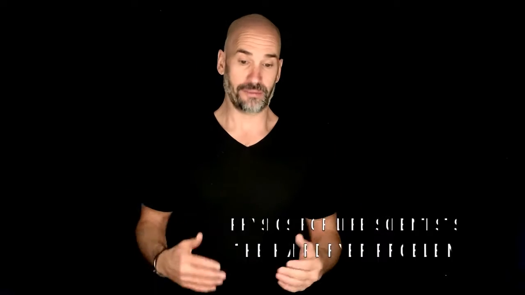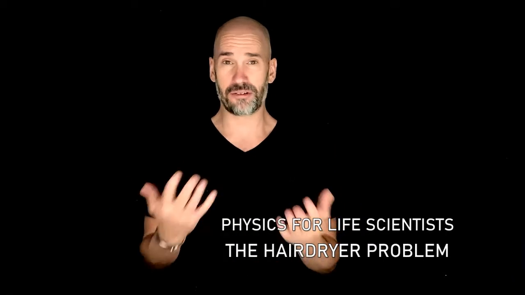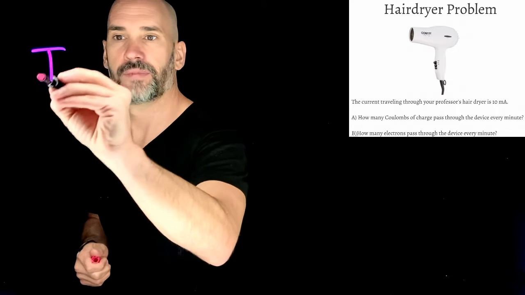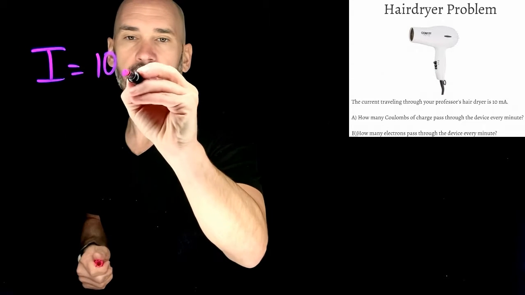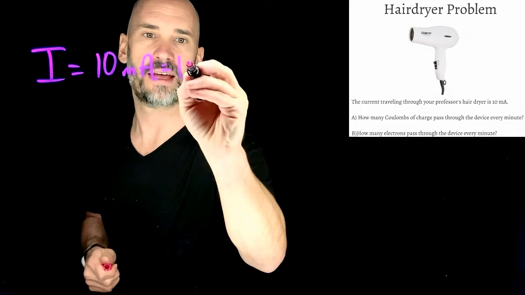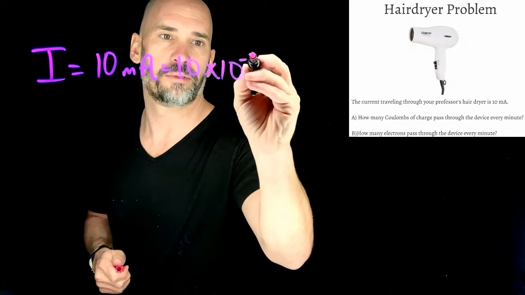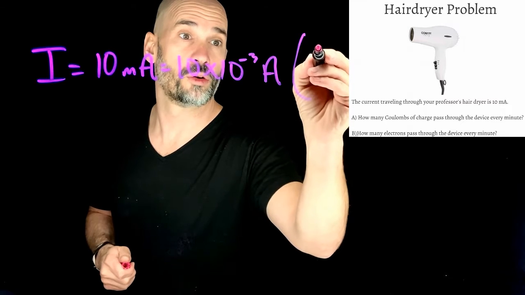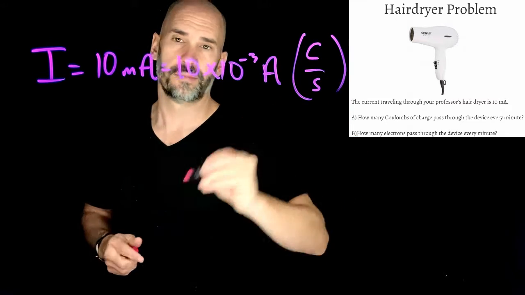All right, so exciting. Let's do our first current problem. Let's suppose that we have a hairdryer, an object that I have not used in about 20 years, sadly. But let's say that I had one anyways from 20 years ago, and that there's a current going through it of 10 milliamps. In other words, 10 times 10 to the minus 3 amps, or you could think of it as coulombs per second. All right?